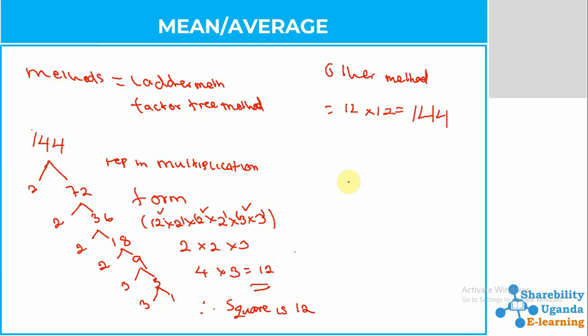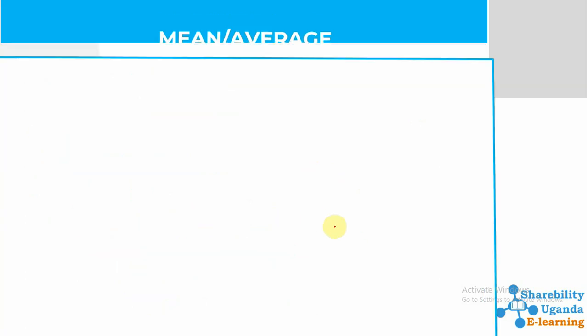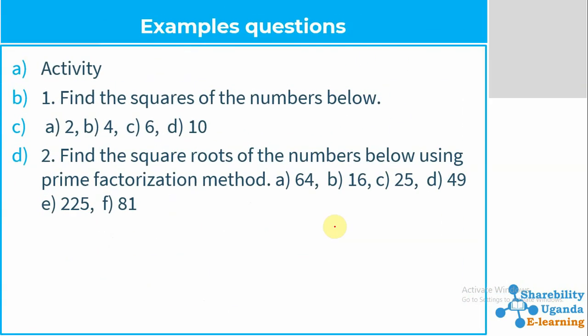So using this method, we can now solve a variety of questions that are concerned with finding the square root of these numbers. Let's look at the different questions that are always asked when it comes to square roots. So these are different examples. Here, they're telling us to find the square root of numbers below.